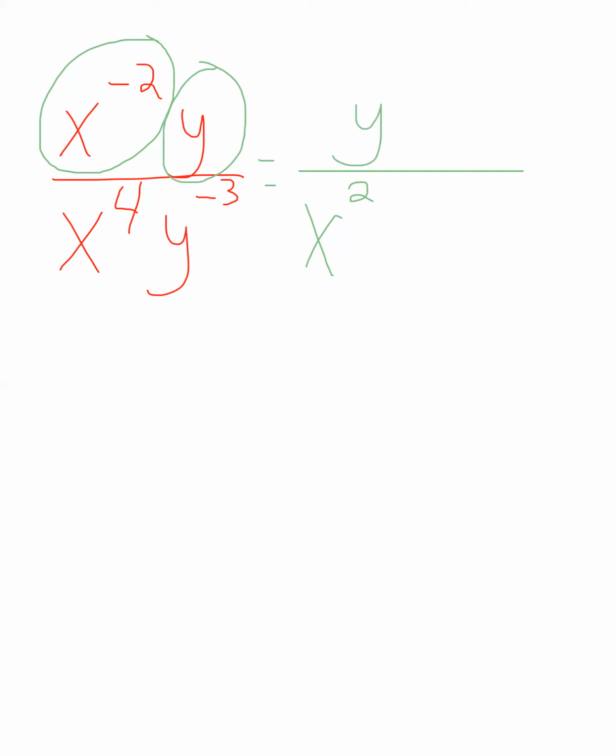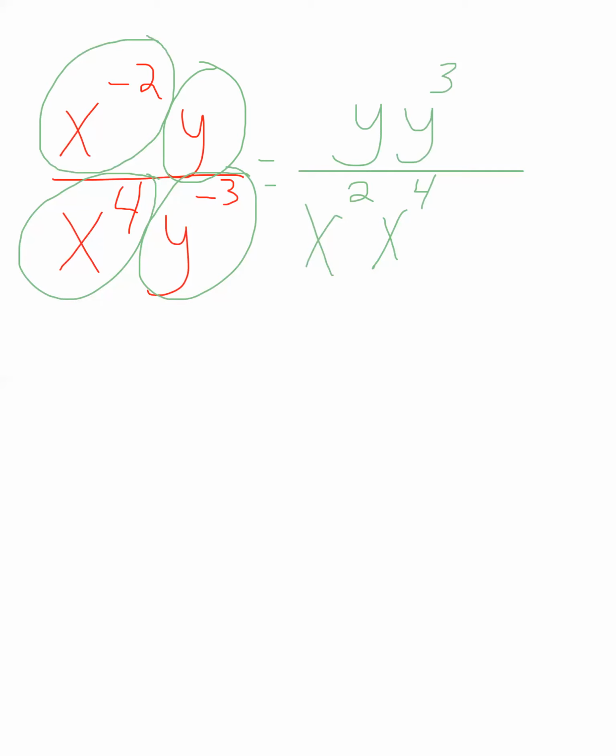Now I'm going to look at my denominator. This x to the 4th, that's a positive exponent. So it's not going to move. The only ones that move are negative exponents. That one's going to stay in the denominator. And then I have this y to the -3rd. It's a negative exponent, so he needs to move. So he's going to move upstairs like that.